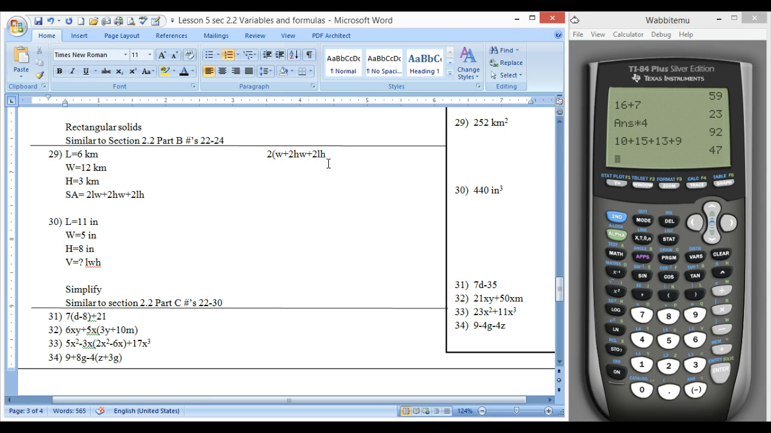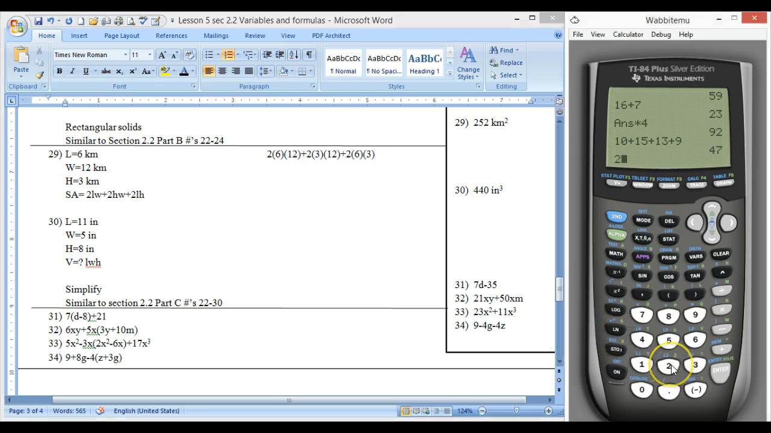Okay, the length was given as 6. The width was given as 12. Arrow over. The height is given as 3. Arrow over. Substitute in the L for 6. And the height is 3. There we go. So if I were doing this by hand, I would be multiplying these three numbers, and these three numbers, and then adding them together.